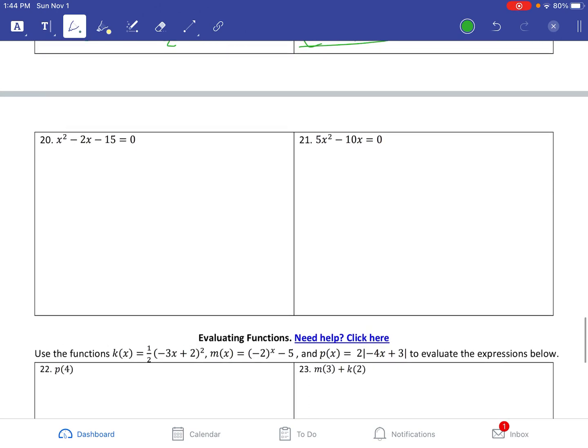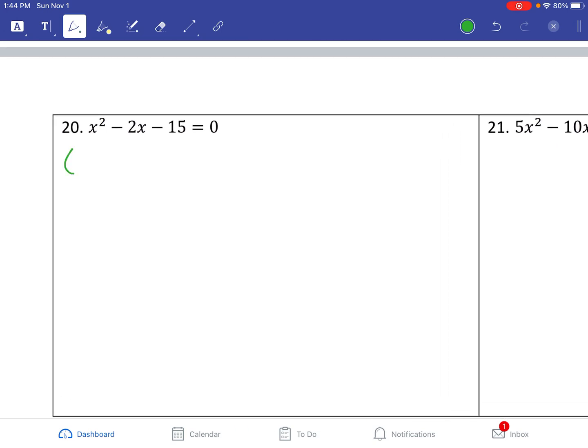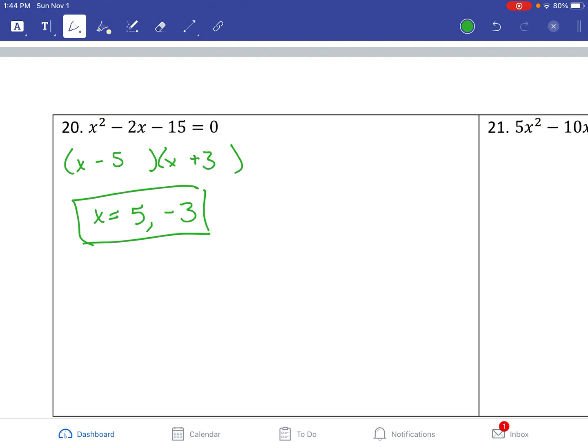Okay, number 20. We can just simply factor this one. So it's going to be 5 steps to factoring. We're going to have x and x. We have negative 5 and positive 3 as 2 factors. So negative 5 times 3 is negative 15. Negative 5 plus 3 is negative 2. So x will equal 5 and negative 3. And that's it.